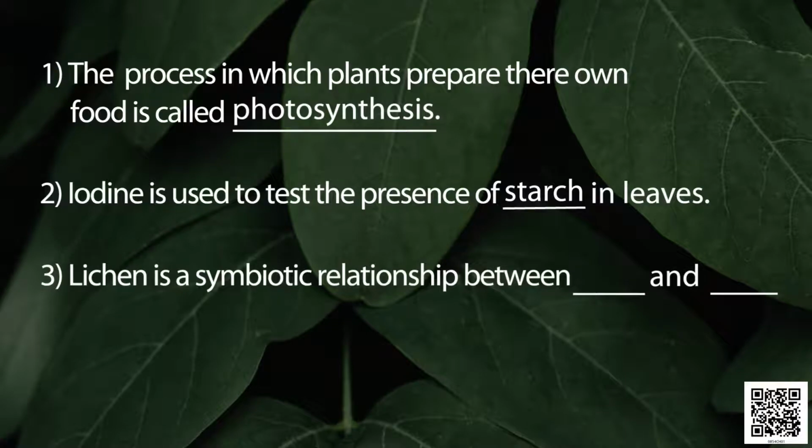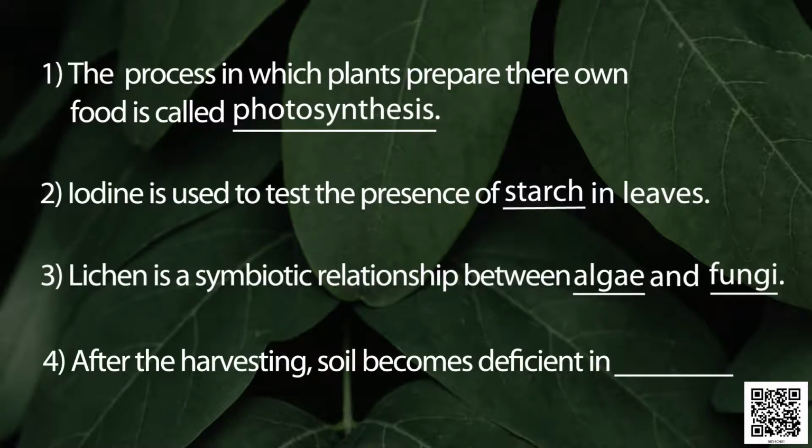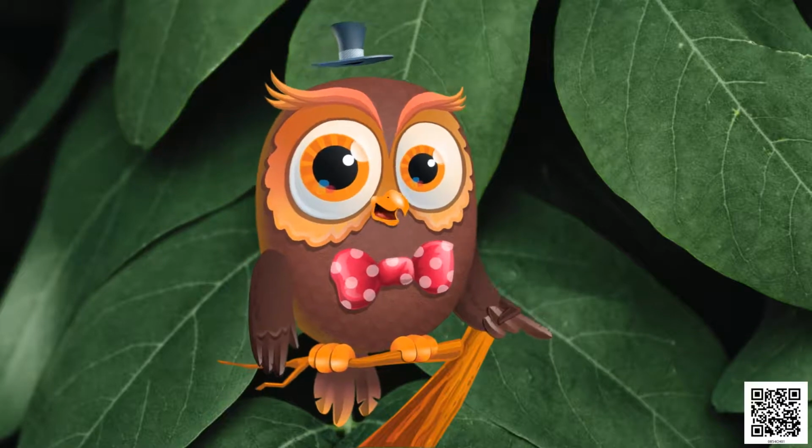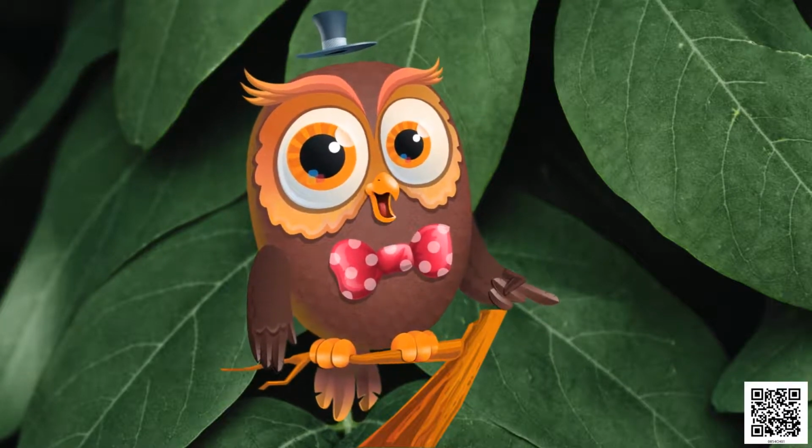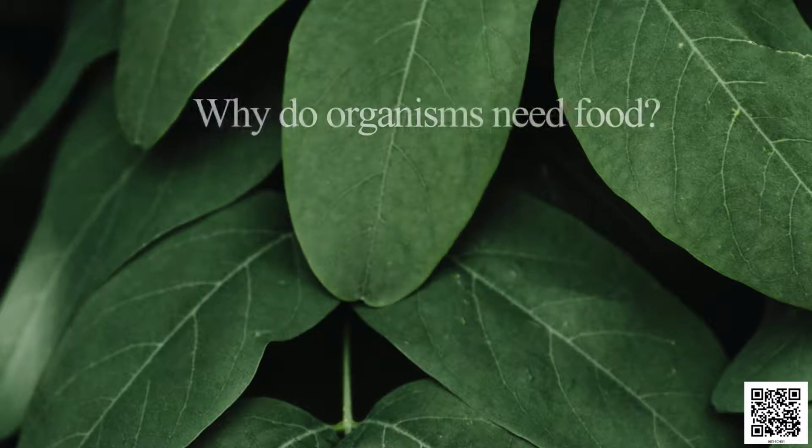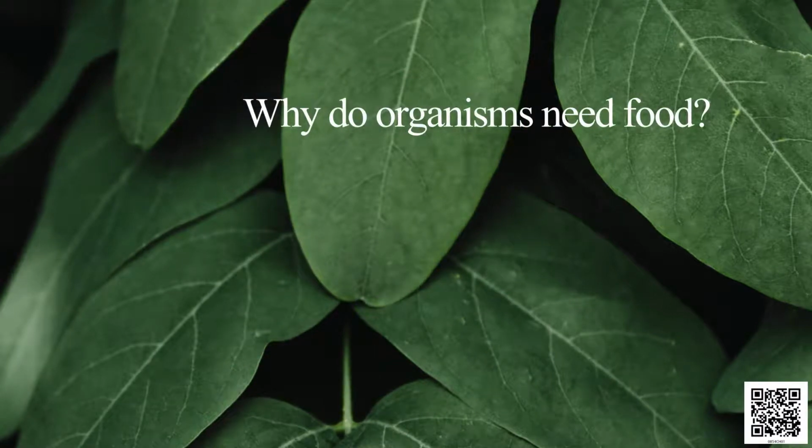Lichen is a symbiotic relationship between dash and dash. Yes, algae and fungi. Lichen is a symbiotic relationship between algae and fungi. After the harvesting, soil becomes deficient in dash. Very good, it's nutrients. Now, let us answer a few more questions like, why do organisms need food?